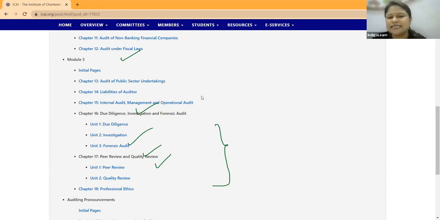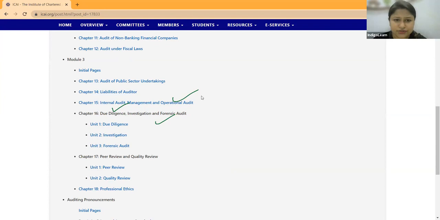Then digital auditing and assurance is just a renaming done to audit in an automated environment. Group audits are CFS, consolidated financial statements. I told you bank audit and NBFC are going to continue to remain as they are. These are core syllabuses, core concepts which cannot be touched. Then PSU and government audits are going to be considered as they are. Internal audit, management audit, operational audit not included. Due diligence, investigation, forensic audit continues.